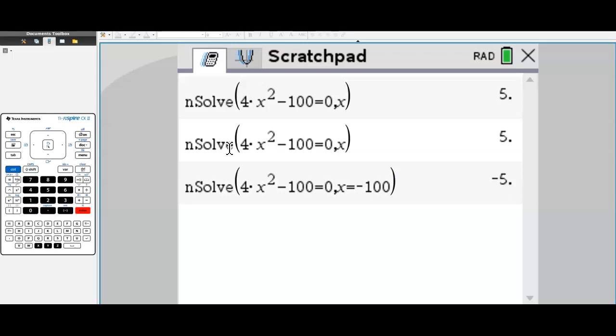So even though numerical solve is intended for solving equations that are linear, or with the highest exponent of 1, because it only has one root, there is a tricky way to find the roots of a quadratic function using numerical solve. So again, you can do just comma x and get 5, or comma x equals negative 100 to get negative 5.